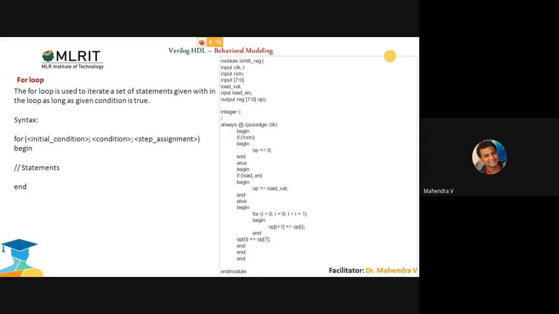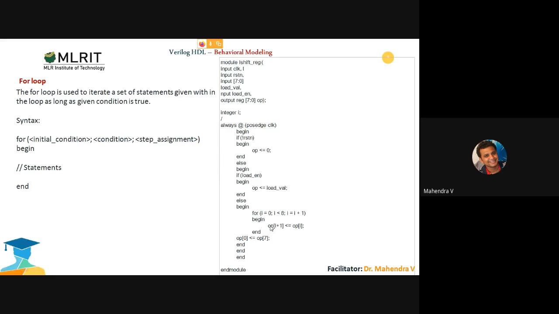That means here if I is 0, then 0 plus 1, that means OP1. OP is the output here. Okay, look at this. OP1 will be stored with 0.